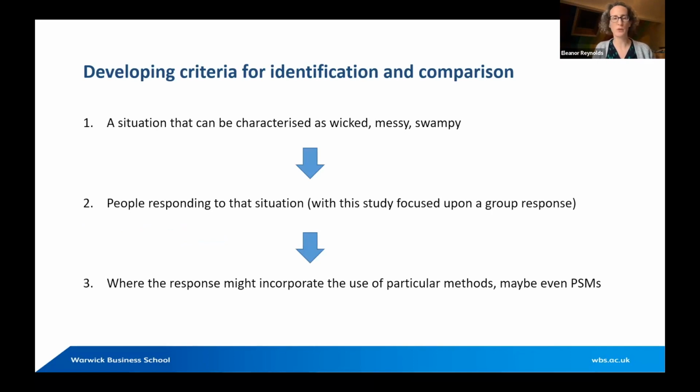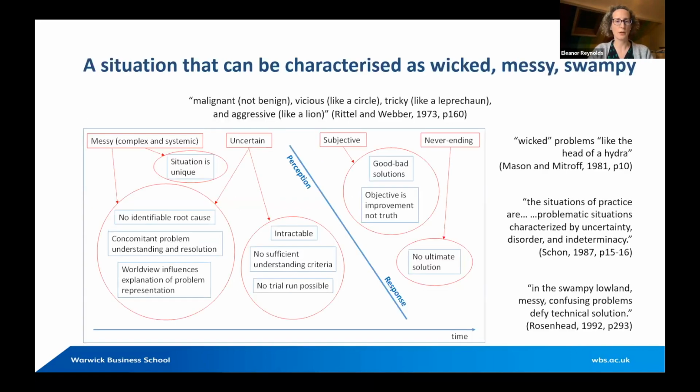So I began with considering the situation. Then I was thinking about how people respond. In this case, I was interested in the group response. And finally, to enable comparison, I was thinking about typical OR PSM interventions and how people might be using method in those interventions. So going right back to thinking about the situation, I looked first at the elements originally identified by Rittel and Weber. In the red circles, you can see each of those 10 elements that were identified back in 1973.